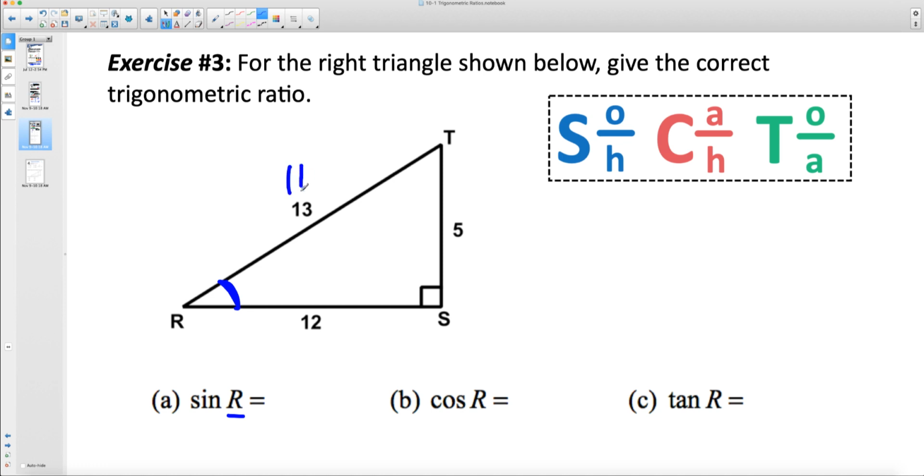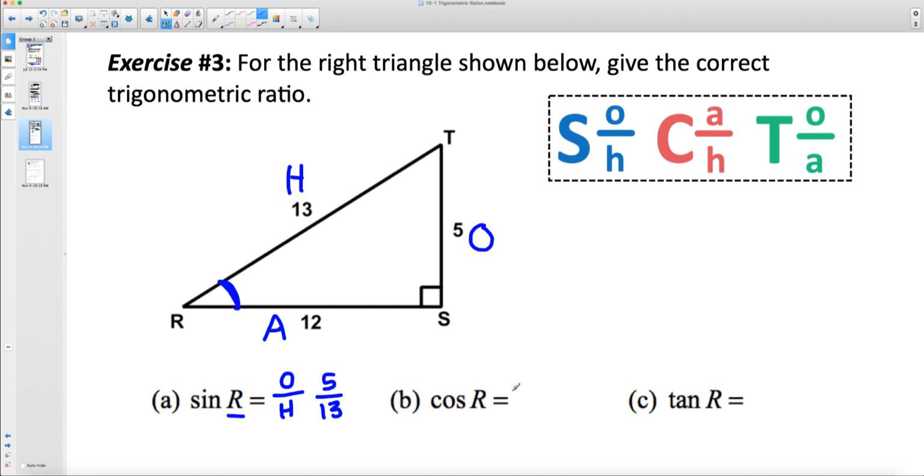So 13, that's my hypotenuse. It's the longest side. It's also across from the right angle. 12 is the adjacent side. And 5 is the opposite side. So sine of angle R, sine again is opposite over hypotenuse. So opposite is 5. Hypotenuse is 13, and that's it. We're going to leave it as a fraction, as a ratio.